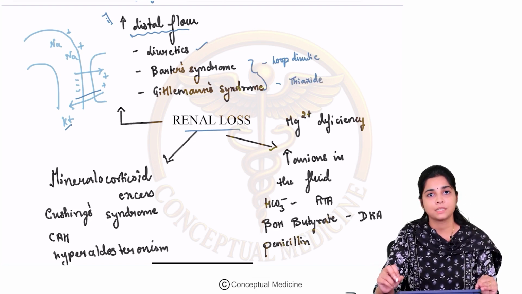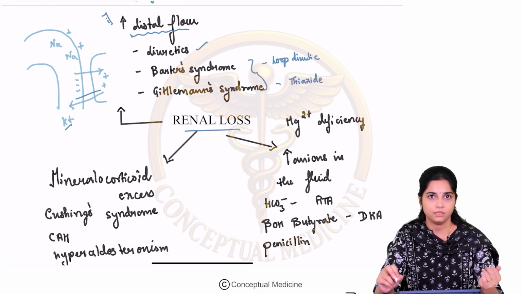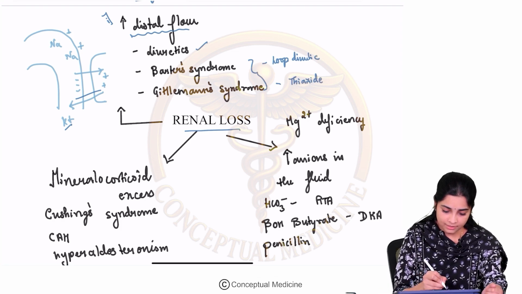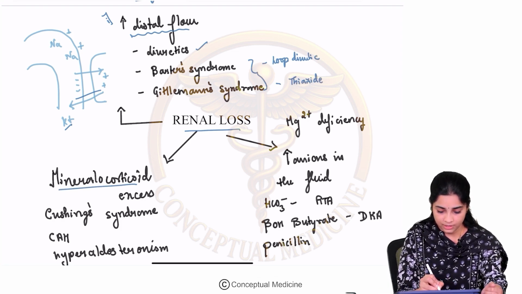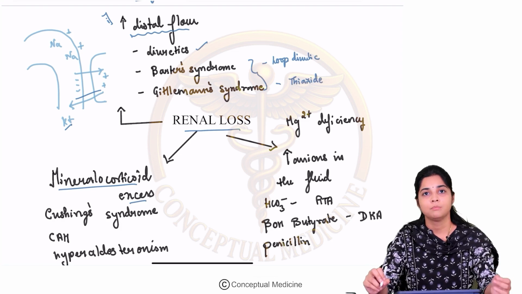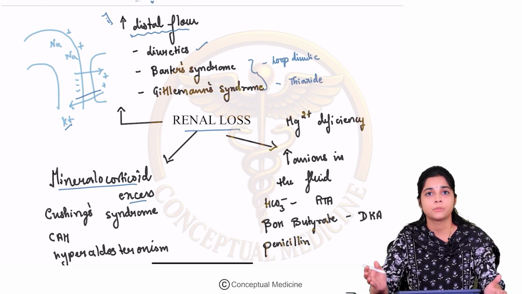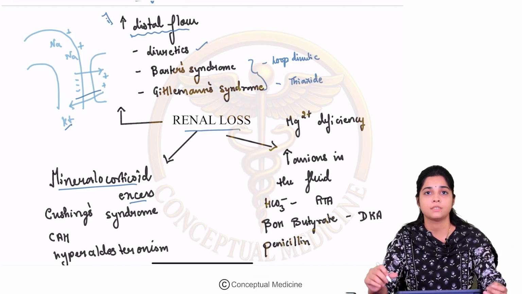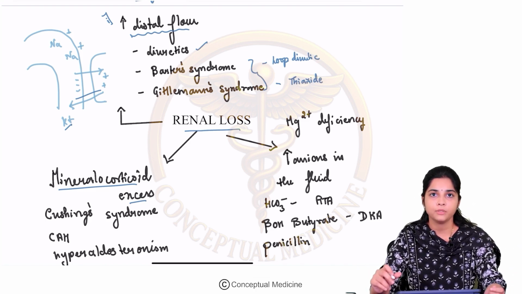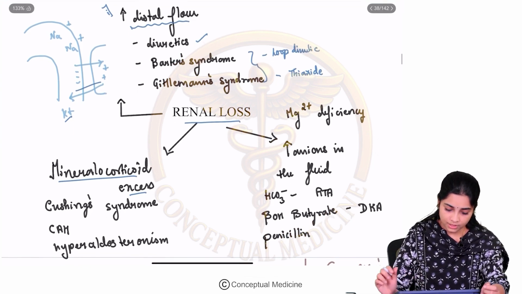We will be looking at Bartter syndrome and Gitelman syndrome separately in a while. The next mechanism of renal loss of potassium is because of mineralocorticoid excess. We know that aldosterone is responsible for excretion of potassium. So any condition where the aldosterone is in excess, you can have hypokalemia. Okay. So what are those conditions?